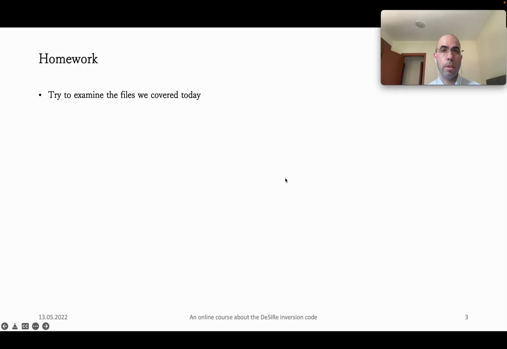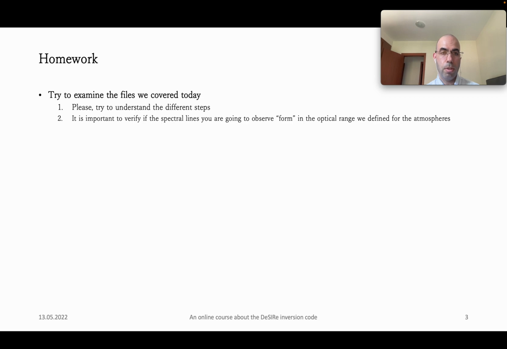So then as a homework, I just want to ask you if you can try to understand the different steps that we followed today. I think it's very important that you verify that the spectral lines that you are going to use are mostly sensitive to the atmospheric parameters in the optical depth range that we selected. So for example, if you are going to work only with photospheric lines, then you can cut the optical depth scale, maybe to log tau minus 4.5 or something like that.